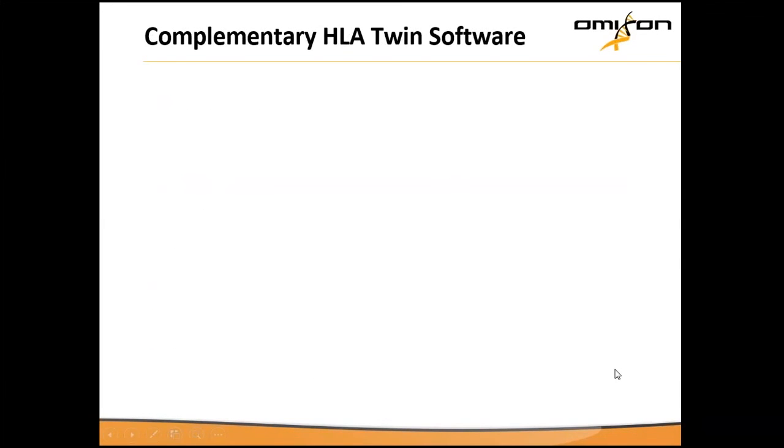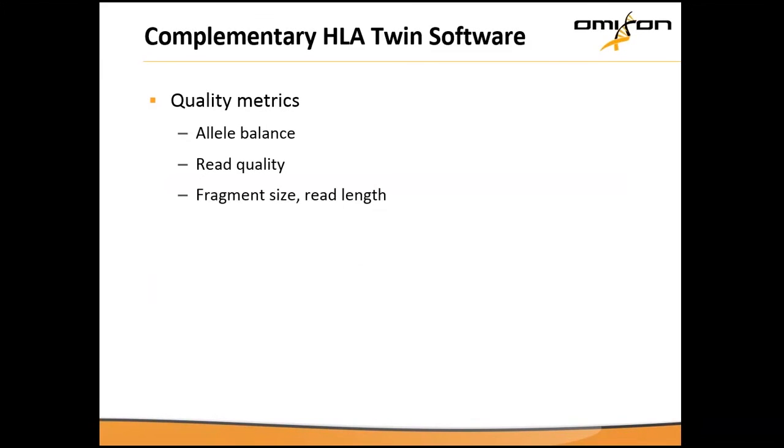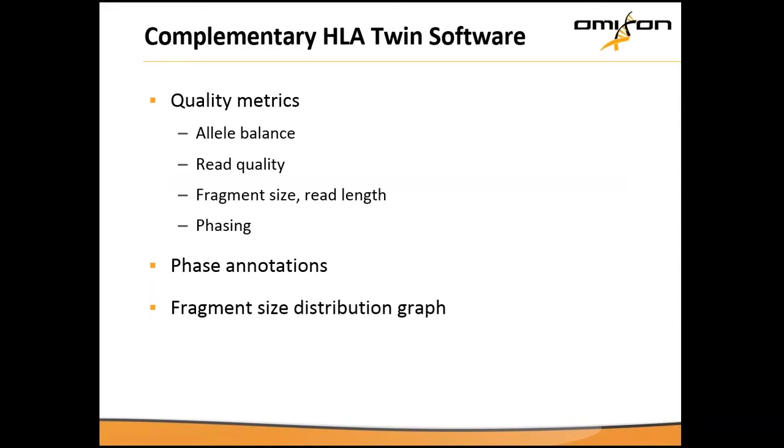On the software side, the software has been built to be complementary to the assay. As I mentioned, we have quality metrics to cover allele balance, read quality, fragment size and read length, and the phasing. We have additional phase annotations that are viewable in the genome browser. We have the fragment size distribution graph. There's a coverage display. And we're also generating the full-length consensus sequences. As I say, this is being done with the de novo technique, so it doesn't depend on how well characterized the alleles are in the IMGT HLA database.